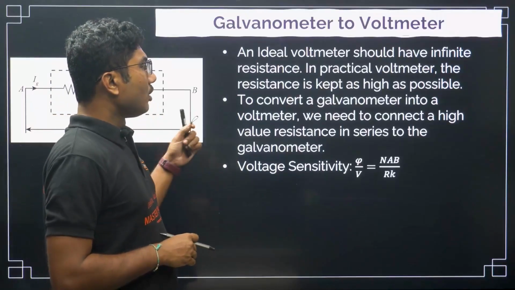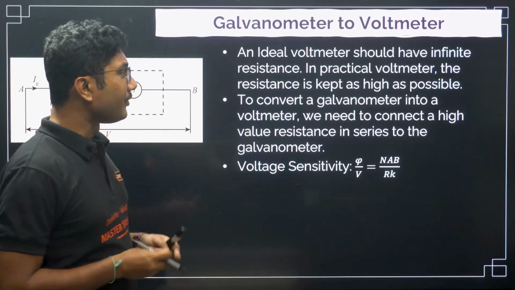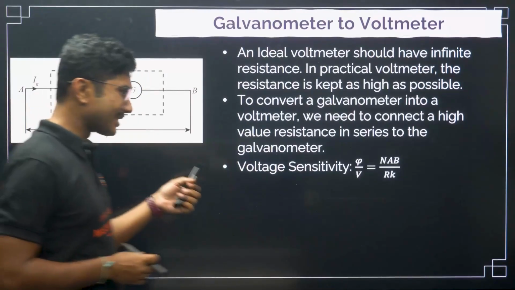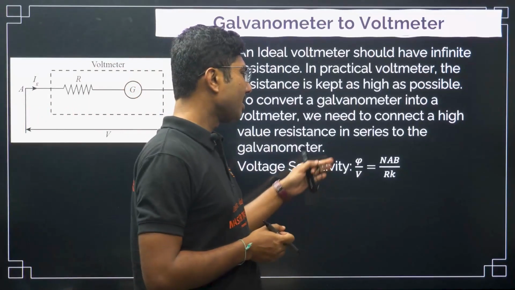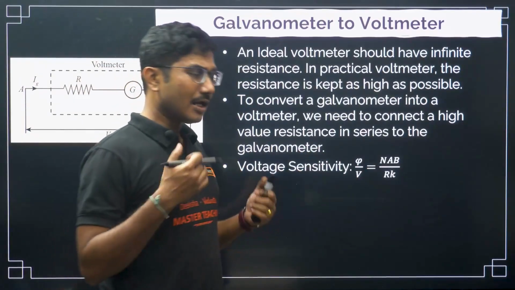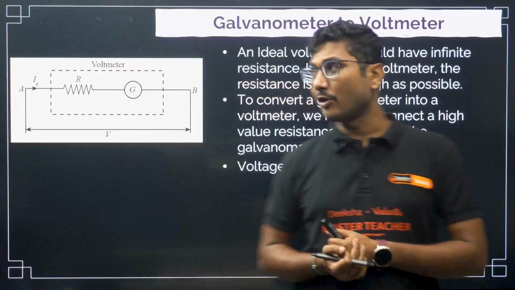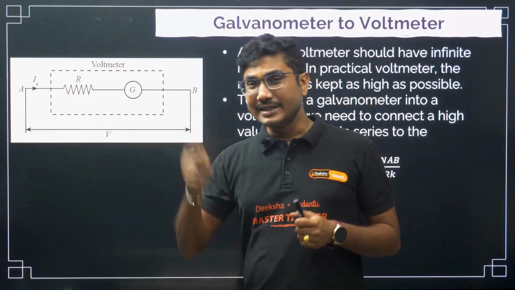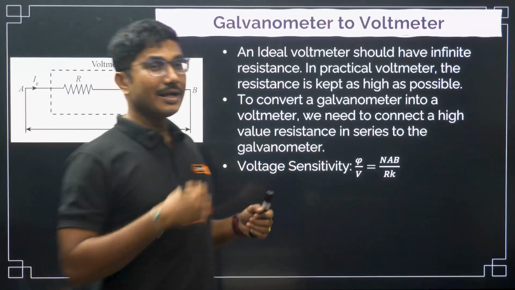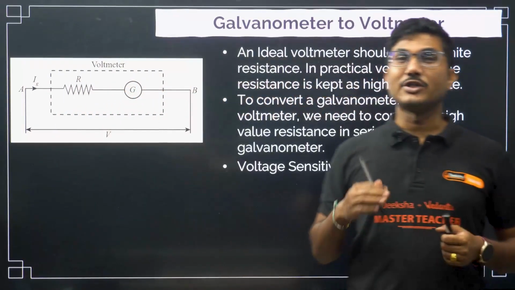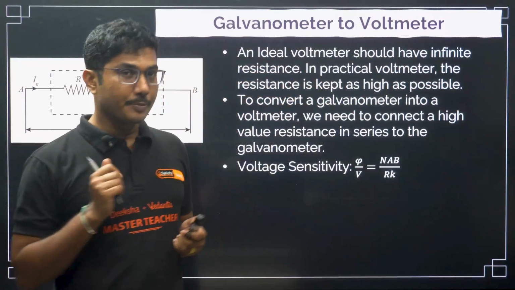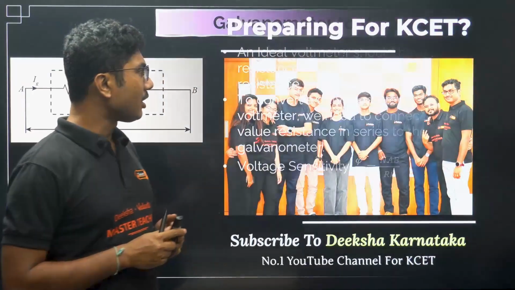To convert a galvanometer into a voltmeter, we need to connect a very high value resistance in series with the galvanometer. The voltage sensitivity, which sometimes might be important, is given by phi by V equals NAB by RK. Remember that voltage sensitivity cannot be increased by increasing the number of turns in a galvanometer. You can increase the number of turns to increase the sensitivity of an ammeter, but not of a voltmeter. This is the last topic of this chapter.